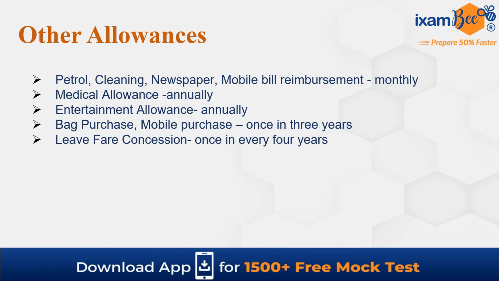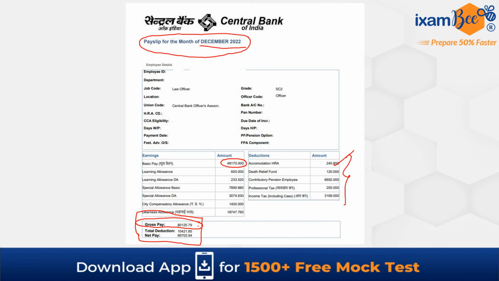If you come to the gross pay, as you can see here, the gross pay is 80,125. So your monthly gross pay after adding all the allowances will fall somewhere around 95,000 to 1 lakh rupees.